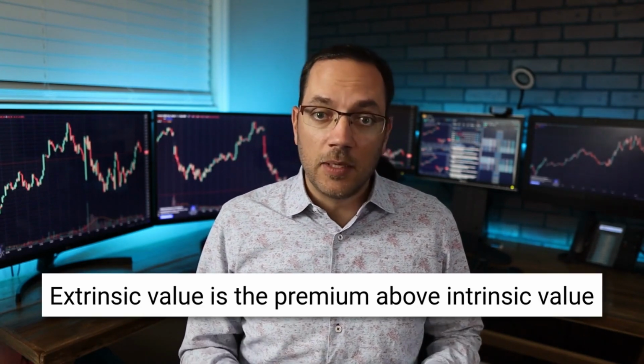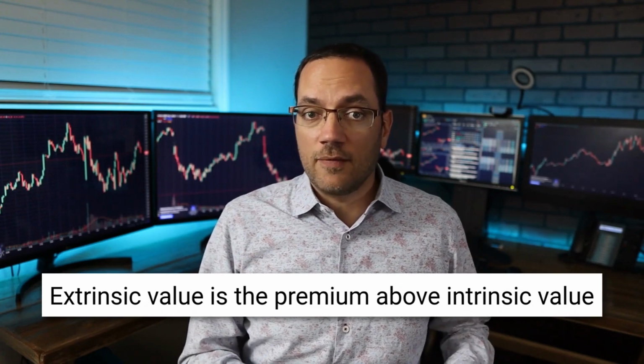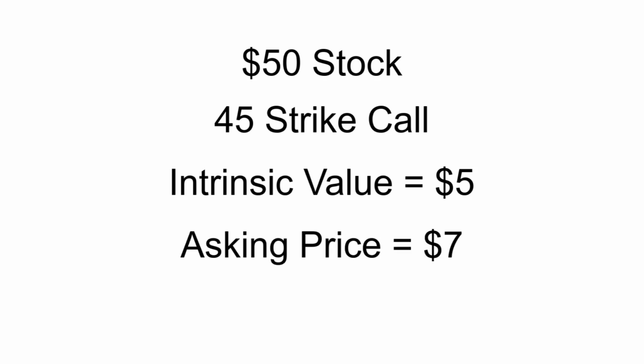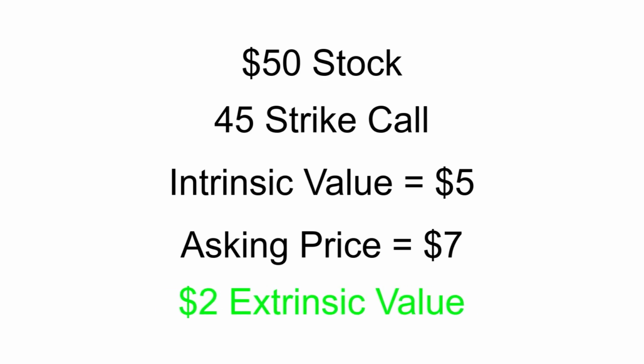Once you calculate the intrinsic value of an option, you can calculate the extrinsic value. Remember, extrinsic value is the premium over and above the intrinsic value of an option. Well, let's look at that same $50 stock. We're back to our 45 strike call option, and we already established that this call has $5 of intrinsic value. But in this example, the call has an asking price of $7. Well, that means if we purchase the call at the asking price, we're paying $2 more than the intrinsic value of the call. That $2 is the extrinsic value.